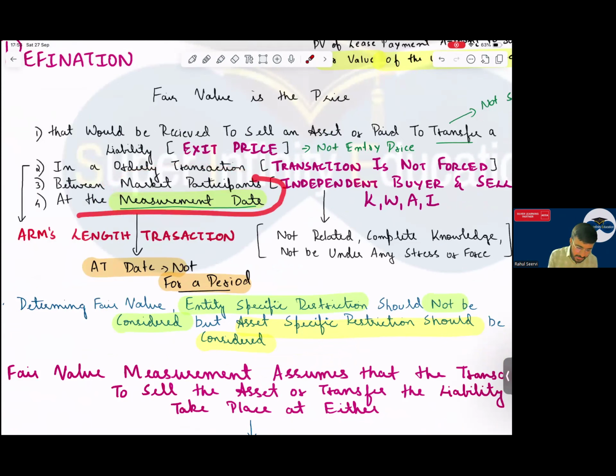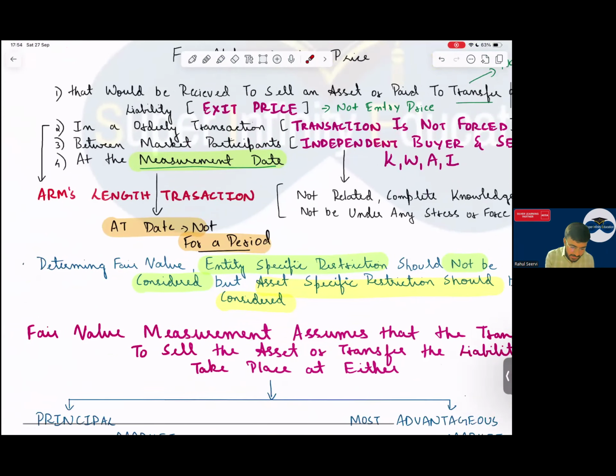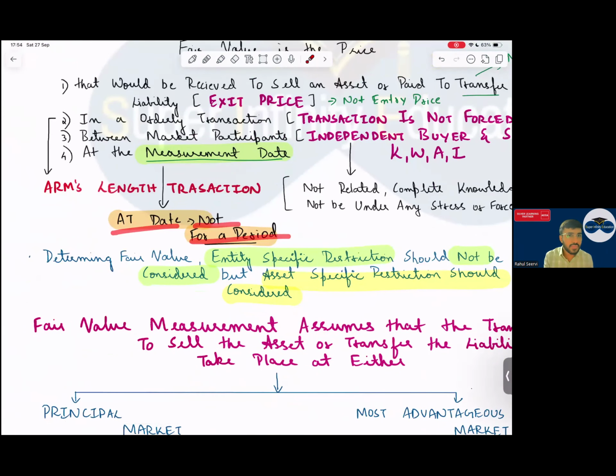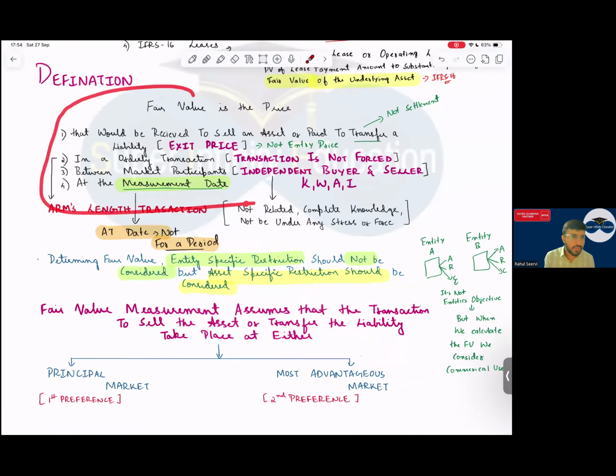At a measurement date. Fair value is not calculated for a period, it is calculated at a date when you need the fair value. At a date, not for a period. So this is your definition of fair value. Fair value is the price that would be received to sell an asset or paid to transfer a liability in an orderly transaction between market participants at the measurement date.